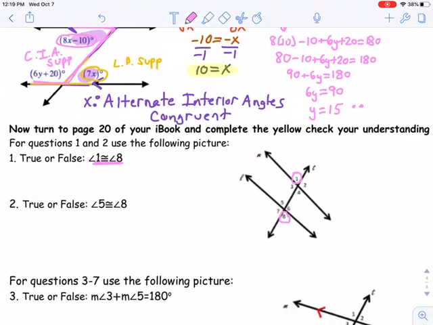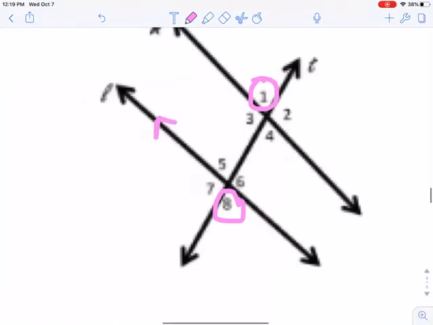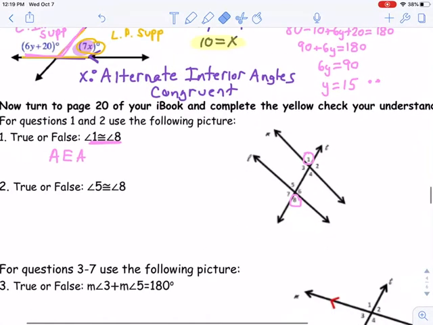Okay, they're alternate exterior angles. But you notice how we don't know if the lines are parallel? There's no double arrows. We can't assume lines are parallel. That notation is the notation for parallel, a pair of parallel lines. We don't know if they're parallel, so it's false. We have no information that tells us.